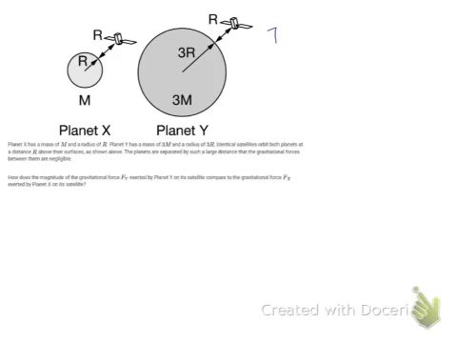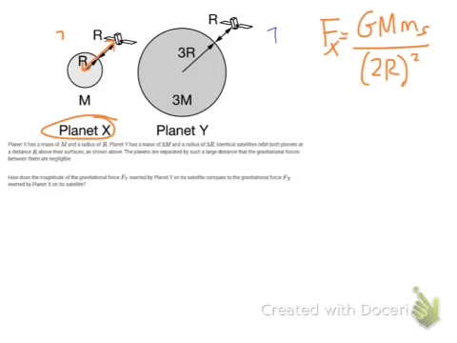Okay, on to question 7. How does the magnitude of the gravitational force from planet Y compare to that of planet X on this satellite? So we're going to be using that universal gravitation formula, so G, mass of the planet, mass of the object, and distance squared. Note that the distance is 2r.